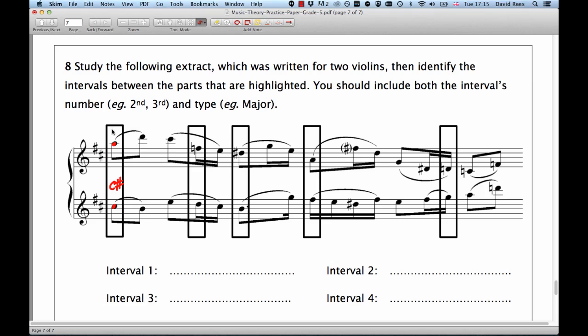and an A above. Now there's lots of ways of working out intervals. You can do it by counting semitones. You can do it by working out whether the note belongs in the major scale or minor scale. I'll do a few different ones with each of these questions, and then hopefully one of those will be a system that works well for you.